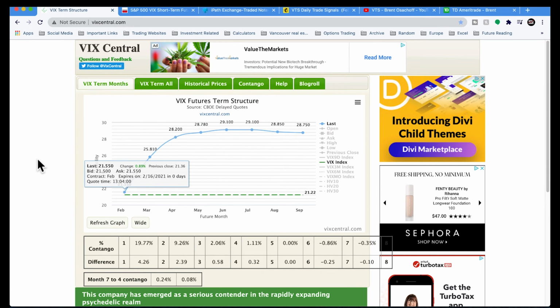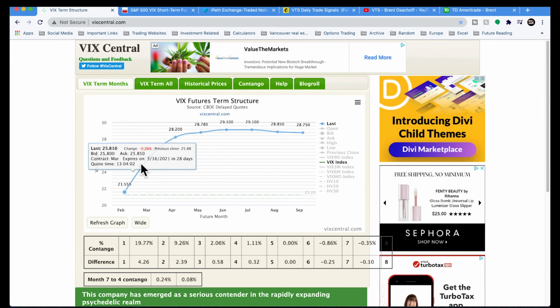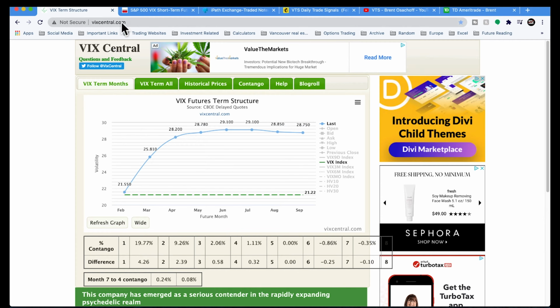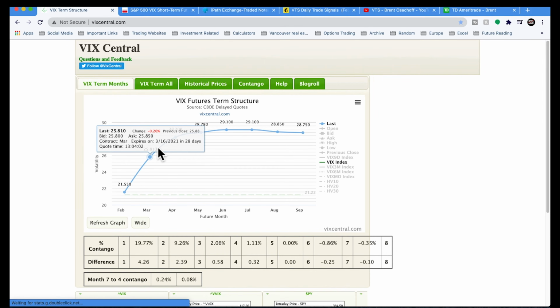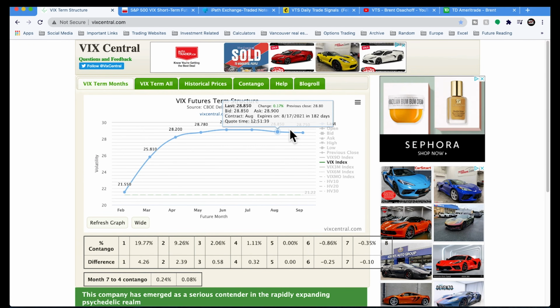And this is the VIX futures term structure that we are all familiar with. So this is VIXCentral.com, by the way. Everybody can check this every day. It's got a lot of useful data here. And what we're looking at, this is called the VIX futures term structure.